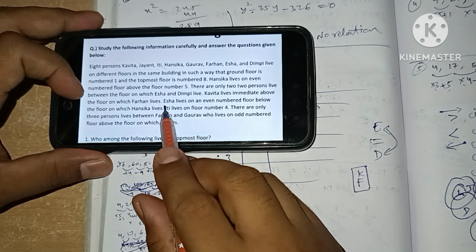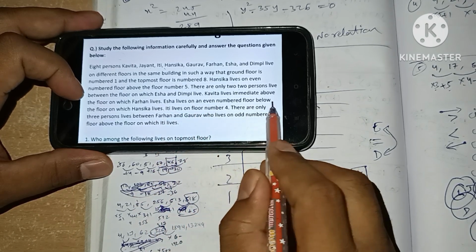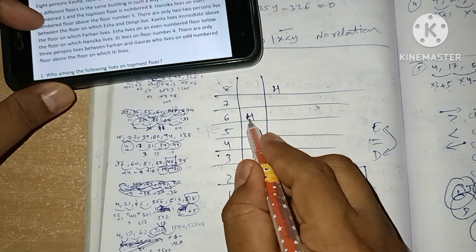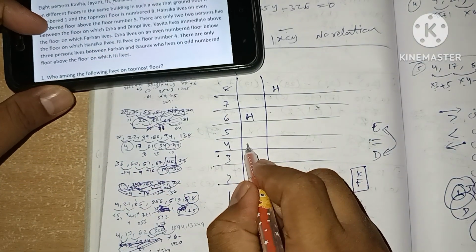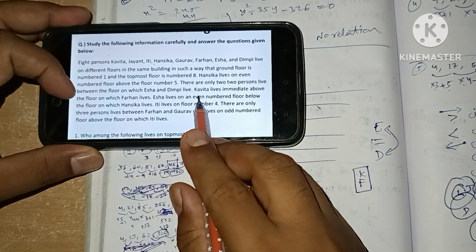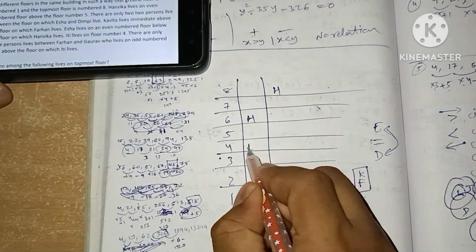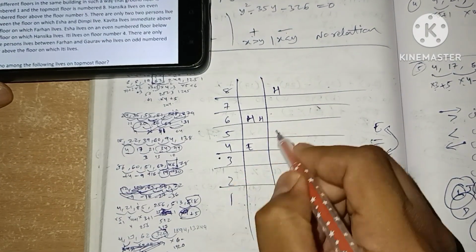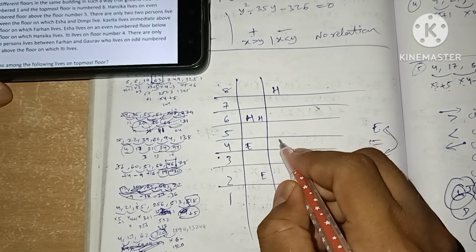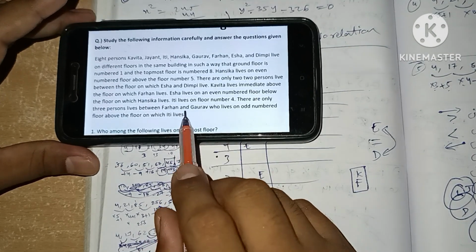Isha lives on an even numbered floor below the floor on which Hanska lives. Below Hanska, an even numbered floor. So Isha's place must be either here or here. In this case, we get so many possibilities. So let's see the remaining statements.